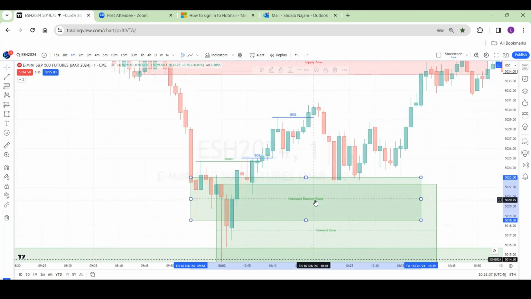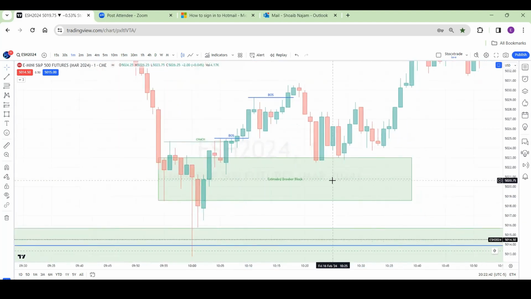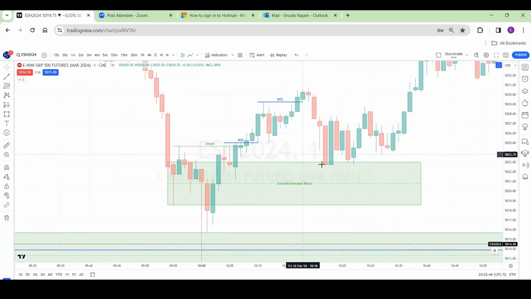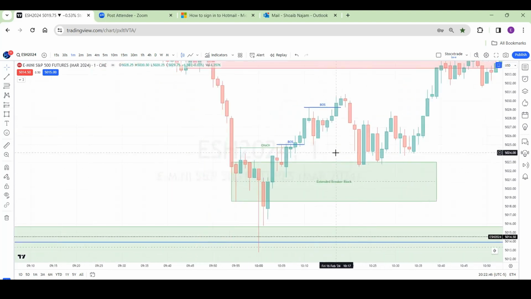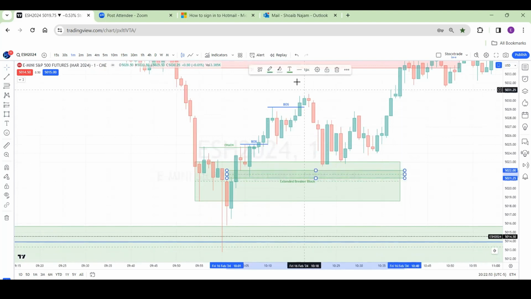So I'm just removing this demand zone because I don't remember. I think I took the entry from that extended breaker block. I also need to see where my gap is. This was my gap. So two things are certain. I'm fulfilling two items: in the extended demand zone, we have the fair value gap inside, overlapping.